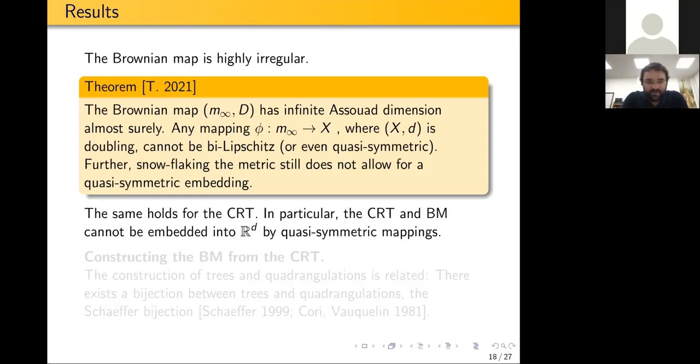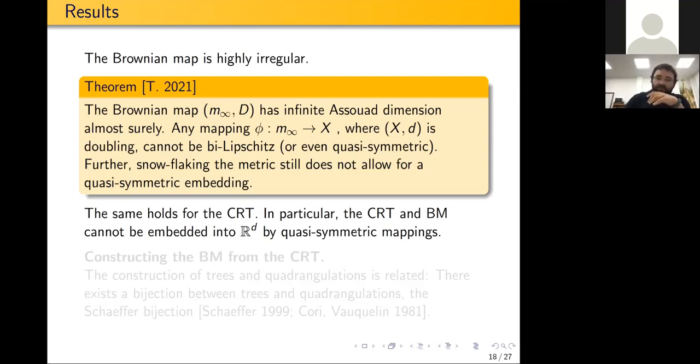But let me try and explain why this happens a bit more. Having studied or seen the Assouad dimension, you might think that it is because there's some highly irregular local property. And yeah, you're right, but getting there is maybe not as straightforward. So to do that, let me combine these two models, the Brownian map and the continuum random tree, and tell you how to get from one to the other.